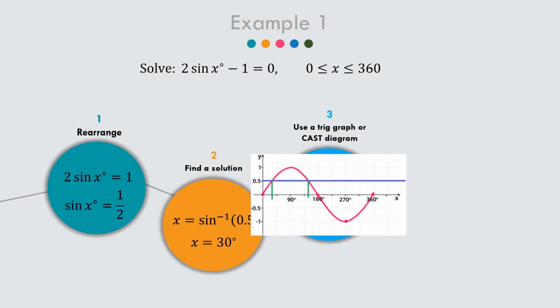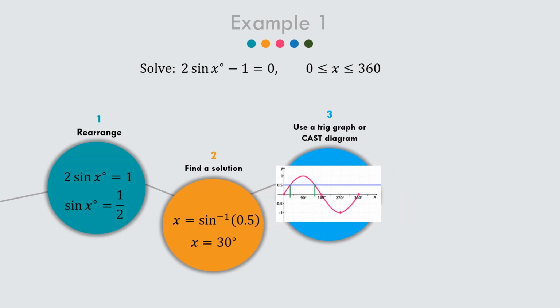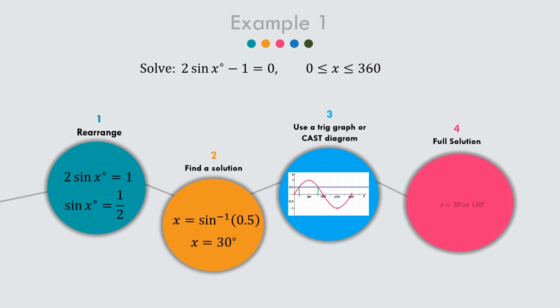We can use the sine graph to identify the point of symmetry to read off the other answer. Here, it looks like the other answer is 150, which it is. Finally, write down your full solution.